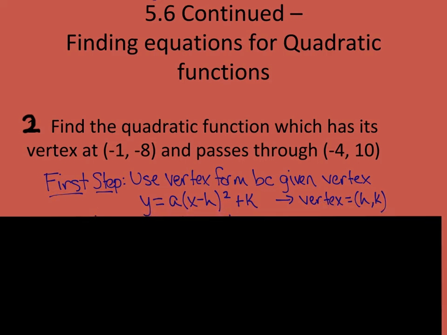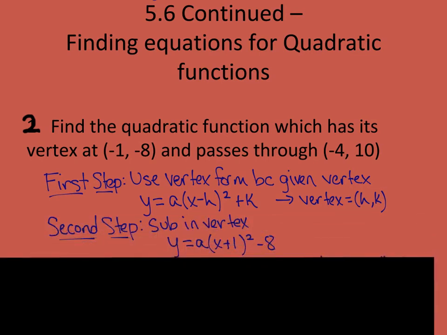And if you remember, our form is y equals a times the quantity x minus h squared plus k, where h and k are standing for our vertex. So our second step is that we're going to substitute this in for h and this in for k. And so I've done that here. So I'm saying substitute in the vertex, and you can see again that because it's usually x minus h in our equation, my h value is negative 1. So x minus negative 1 becomes x plus 1. And then my k value is negative 8, and so it's minus 8.